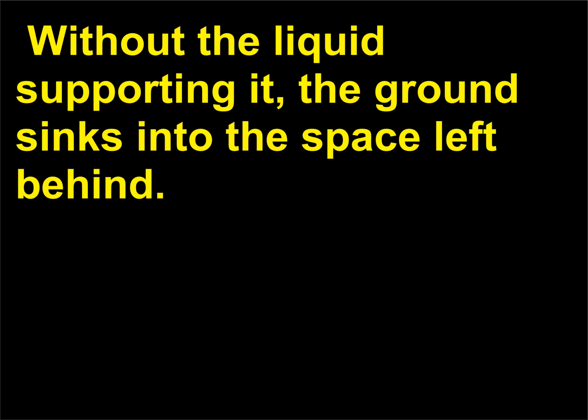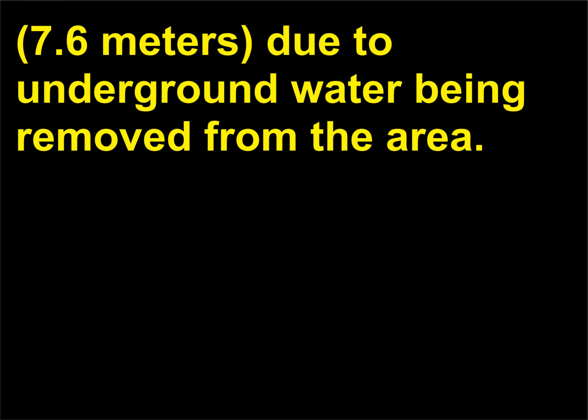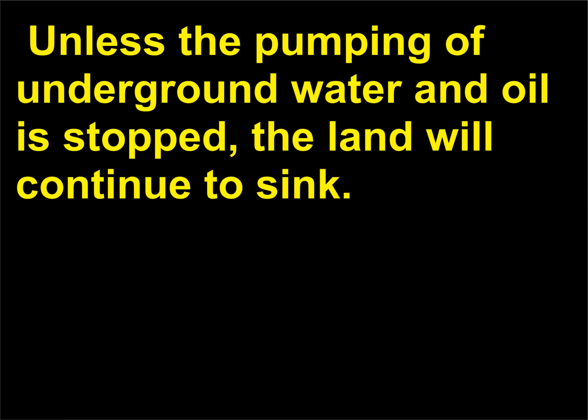In some parts of California's Imperial Valley, the land has dropped more than 25 feet, 7.6 meters, due to underground water being removed from the area. Unless the pumping of underground water and oil is stopped, the land will continue to sink.